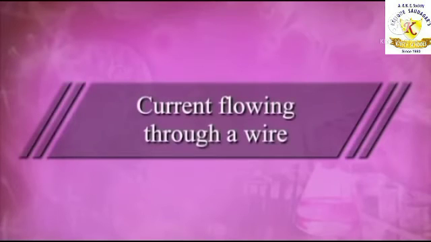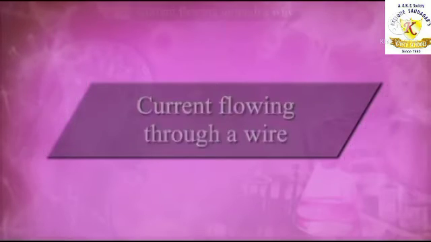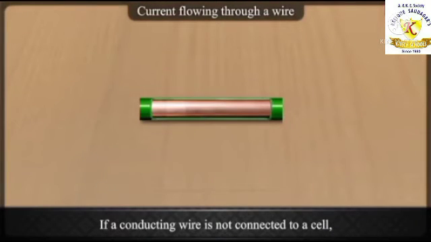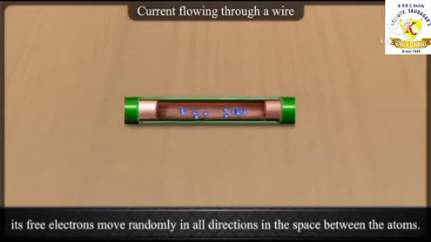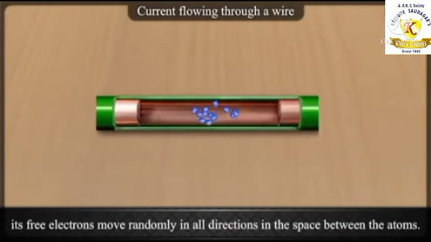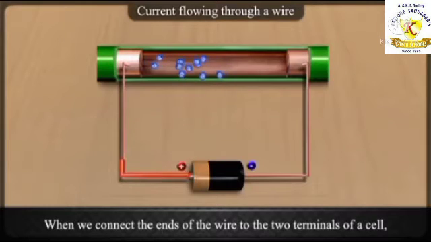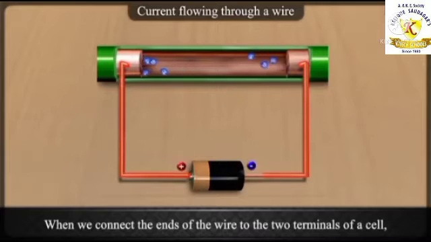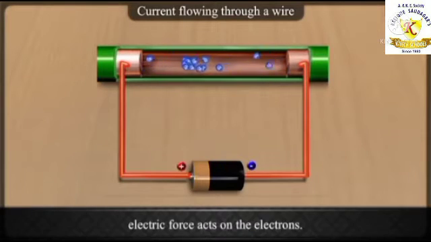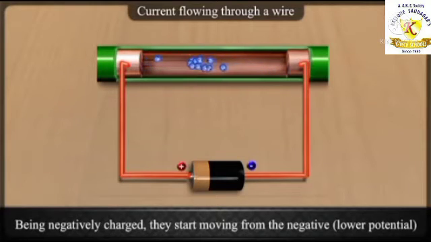Current flowing through a wire. If a conducting wire is not connected to a cell, its free electrons move randomly in all directions in the space between the atoms. When we connect the ends of the wire to the two terminals of a cell, electric force acts on the electrons.